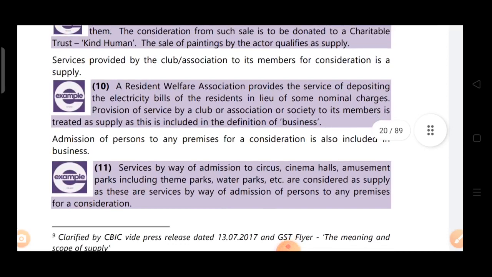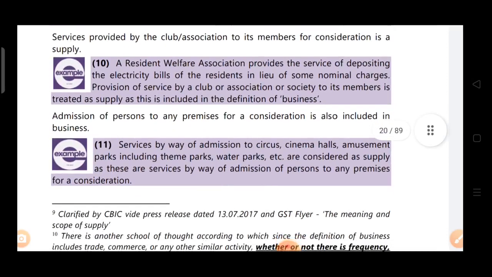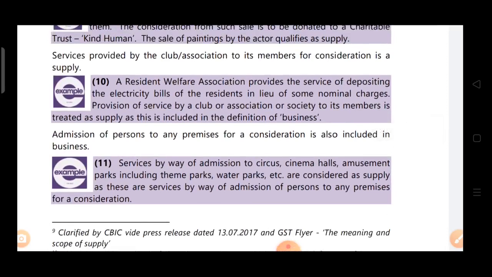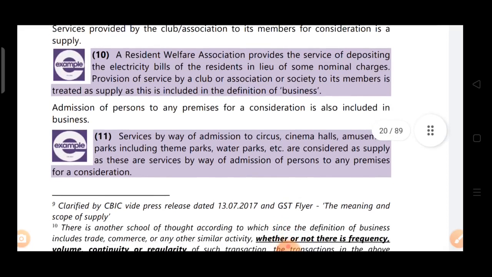Next one, admission of a person to any premises for a consideration is also called business. See, in example number 10 also the condition of supply was not satisfied, but this was specifically covered in the business definition, so automatically it is treated as supply. Now admission of a person to any premises for a consideration is also included in the definition of business, so it will be treated as supply.